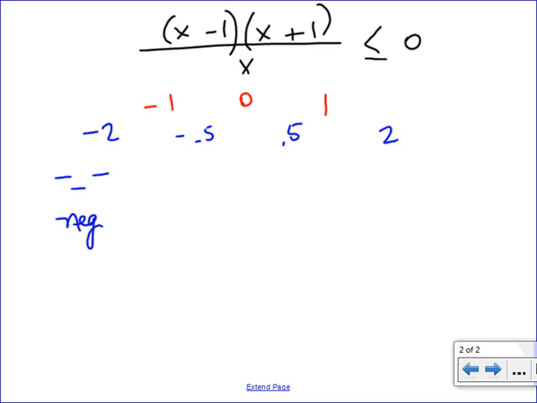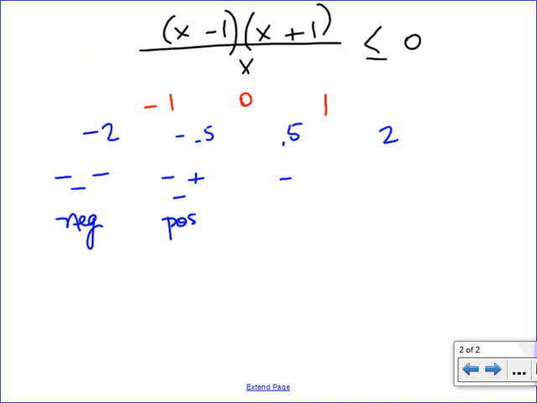Plugging negative 0.5 in here gives me a negative. Negative 0.5 right there gives me a positive, because a negative half plus a positive 1 is a positive. That yields a positive. And negative 0.5 down below is another negative. 2 negatives give me a positive. Third, plugging 0.5 in above gives me a negative.